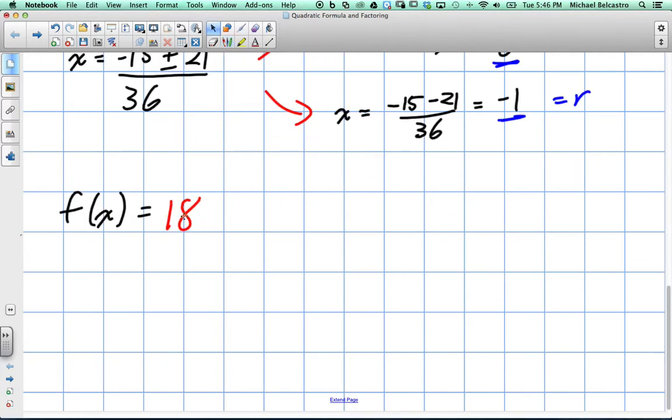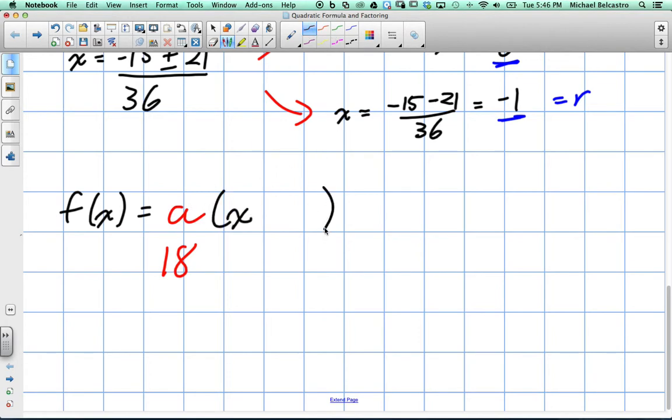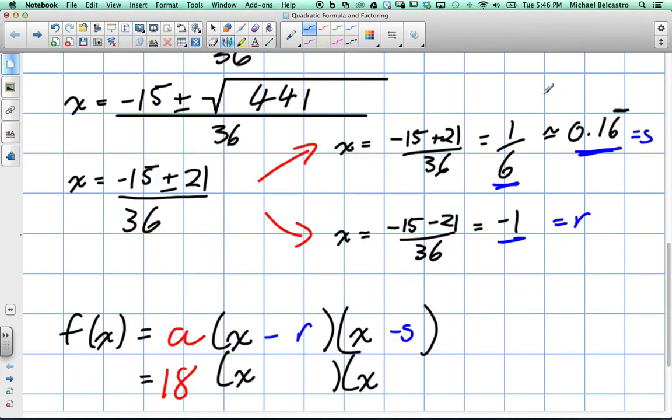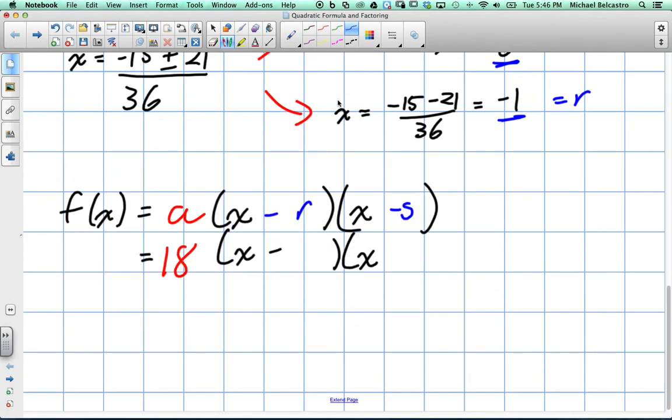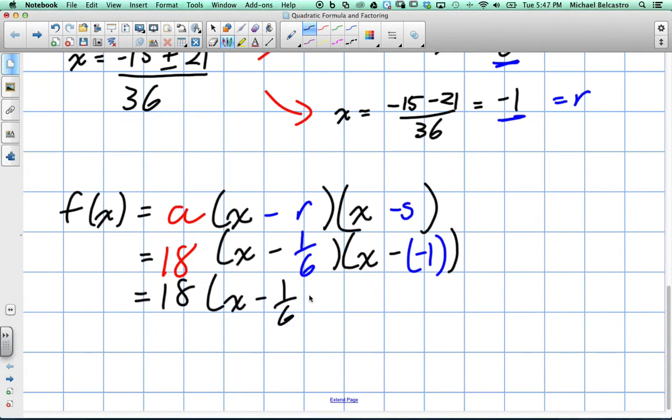And we'll just slide it down so you can see from our original. Our original is our a value goes here, and we have our x minus r and x minus s. Okay, so our a value is the 18, and our r and our s are whatever our values were here. So we had 1/2, or sorry, not half, 1/6, as one of them, so x minus 1/6, and our other one would be x minus -1, which simplifies into 18 times x minus 1/6, and x plus 1.